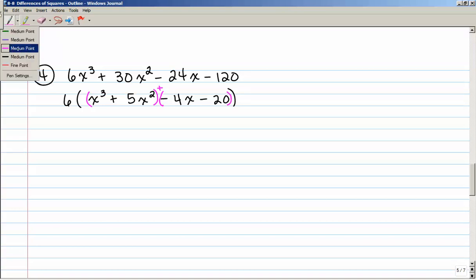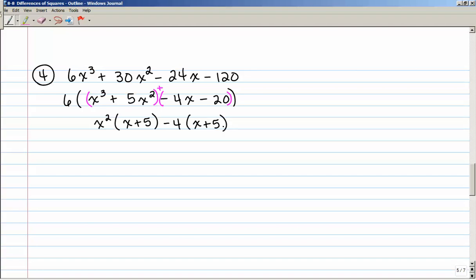And out of the first set of pink parentheses, I'll take out my greatest common factor, which I think is going to be an x squared. And that's going to leave me an x plus 5. Out of my second set of pink parentheses, I'm going to take out a negative 4. And that's going to leave me an x plus 5. And remember that when we have the repeated factor here, that becomes part of my answer. We'll keep just one of those.